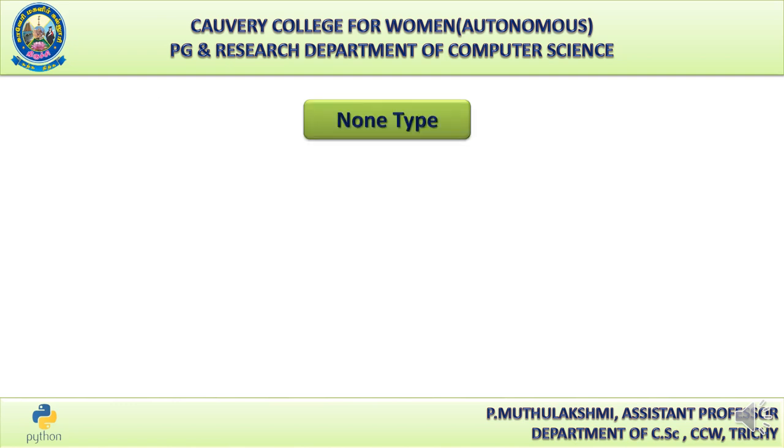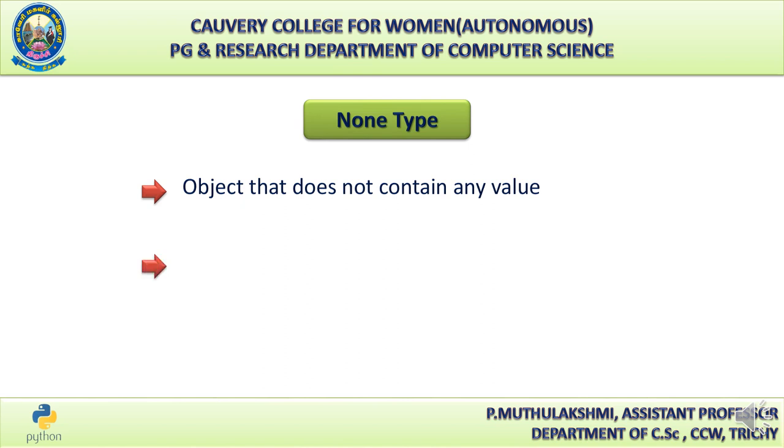Now we look at none data type. The none data type represents an object that does not contain any value. None is used to represent an empty object, and its data type is considered as none type. Where can we use this none data type? We can use none inside a function as a default value of the argument.